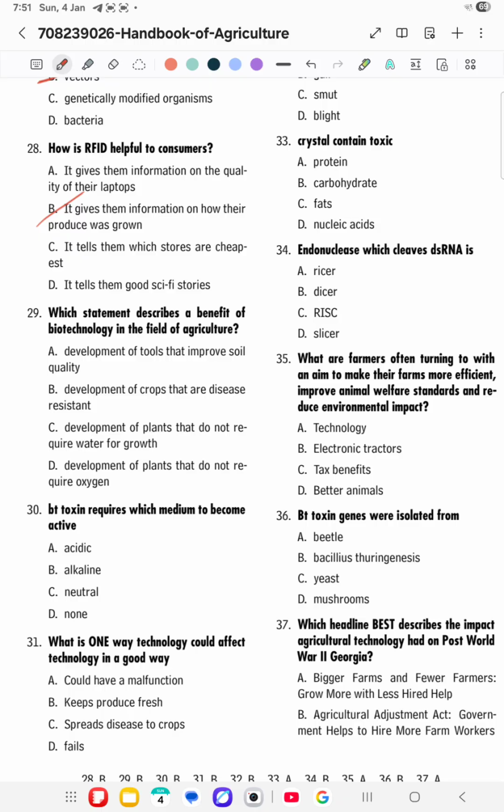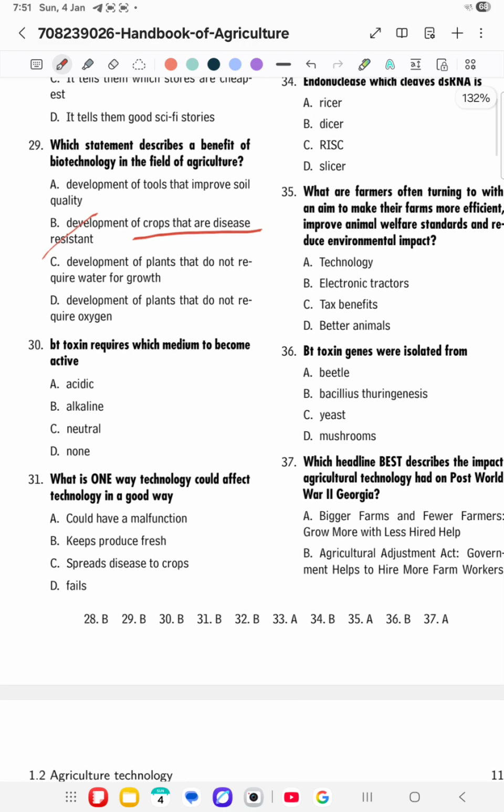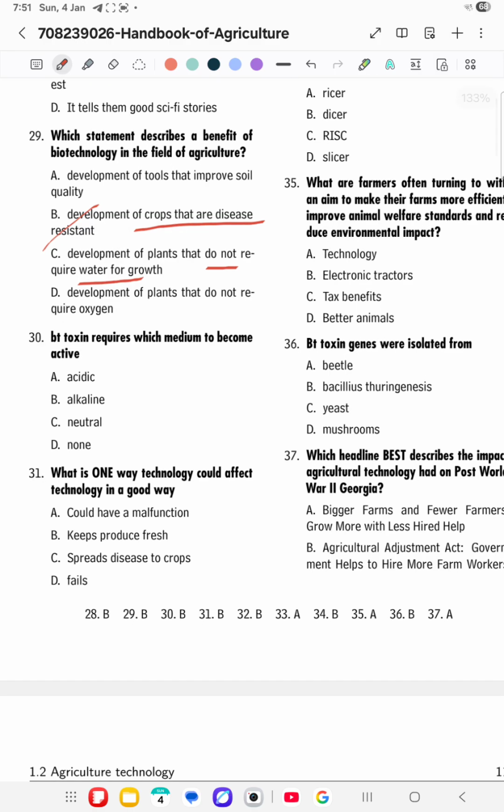Which statement describes a benefit of biotechnology in the field of agriculture? Development of tools that improve soil quality, development of crops that are disease resistant, development of plants that do not require water for growth, development of plants that do not require oxygen. Development of crops that are disease resistant. But it can also be development of plants that don't require water for growth. You can do anything in biotechnology, man.